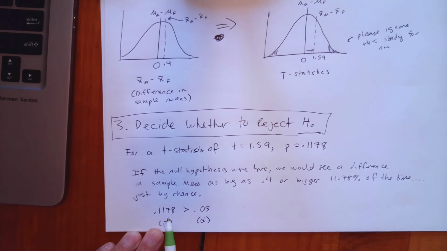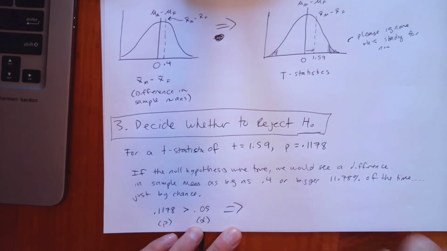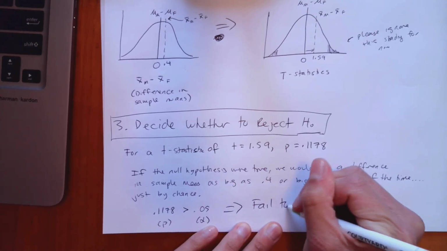So the chances that you'd see a difference in sample means as big as the ones that we have here just by chance, assuming that the population means were really the same, those chances are more than what we consider our threshold for saying that it's too unlikely. So in other words, we have an 11.78% chance, and we're saying it would have to be a 5% chance or less for us to consider it too unlikely. So because of this, we fail to reject the null hypothesis.